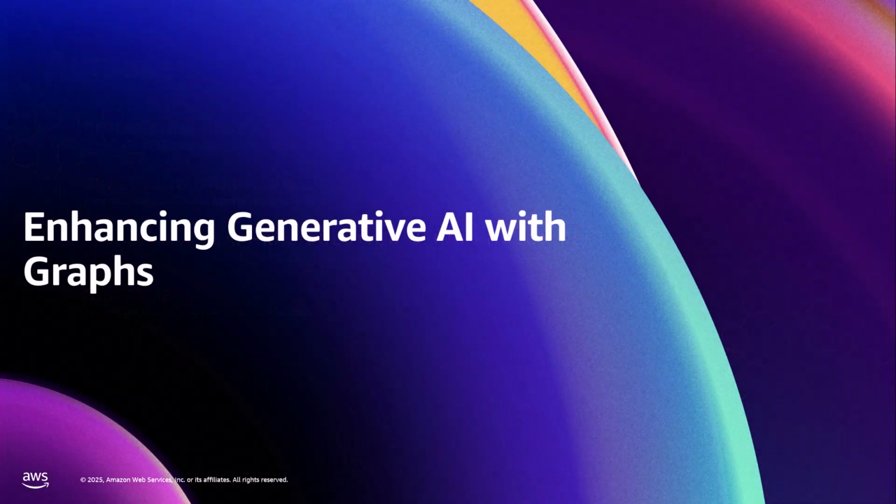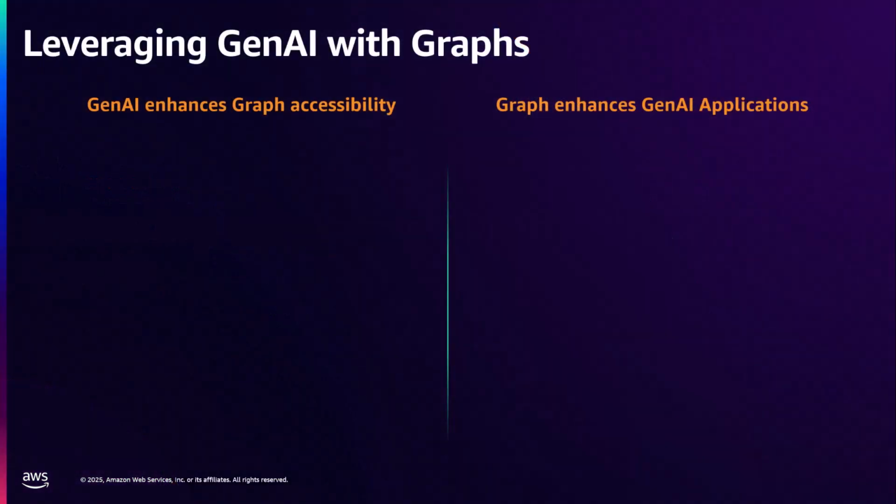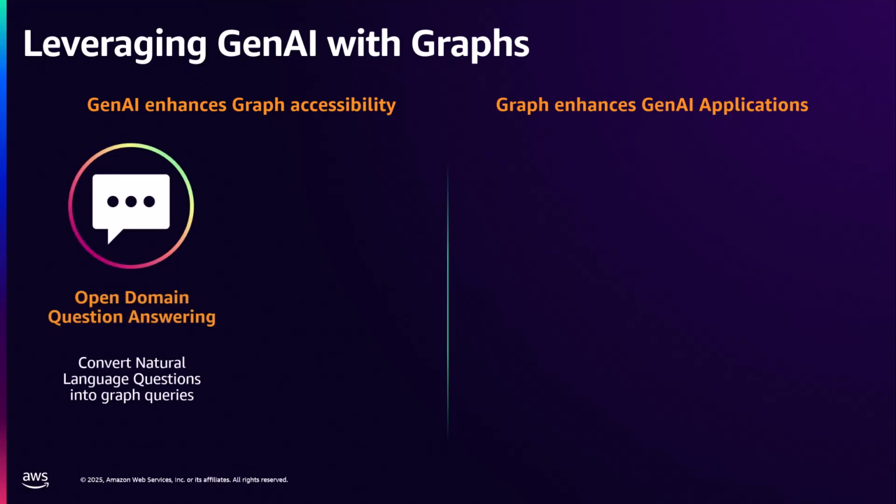So, enhancing generative AI with graphs. We see two very distinct patterns in the way Gen AI can integrate with graphs. First of all is open domain question answering. This is where you've already got a graph and you're effectively saying, okay, I'm going to allow my users to run natural language queries across the entire graph. They can literally ask for anything.